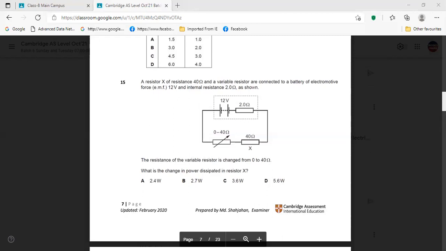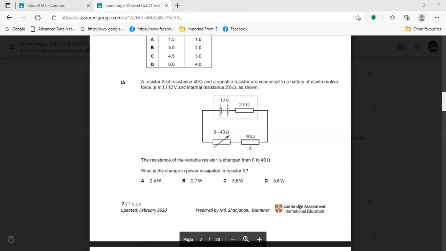Voltage where? Resistor X. Yeah, resistor X, how much is the voltage? You know the formula, right? V1 equals the ratio, yeah, the ratio.